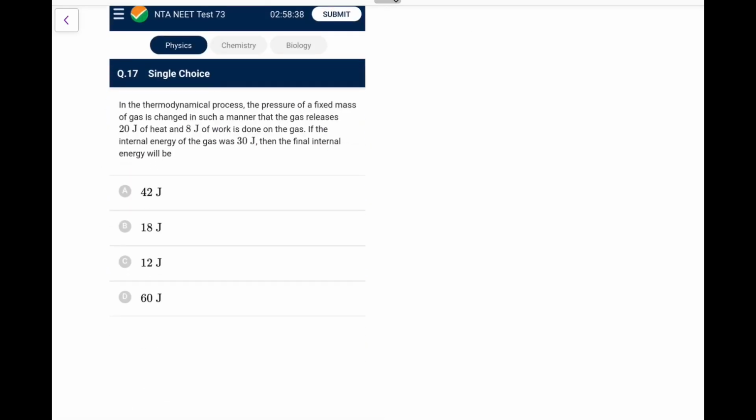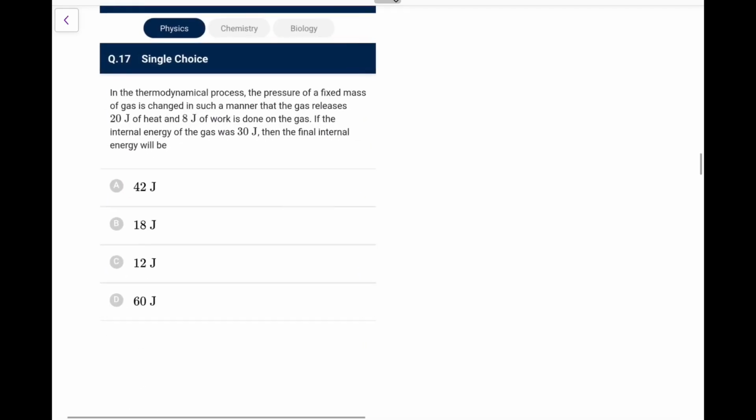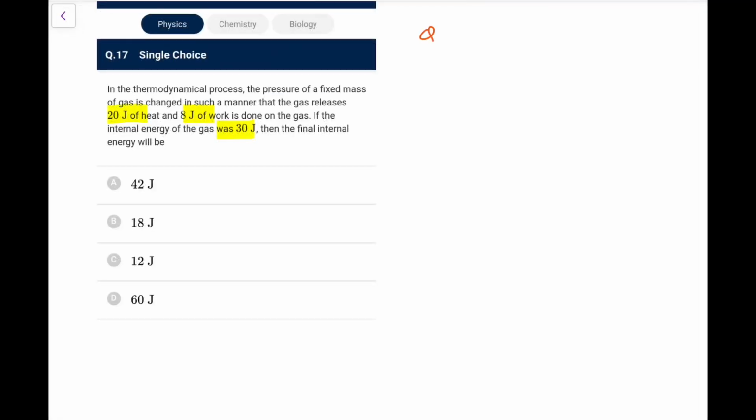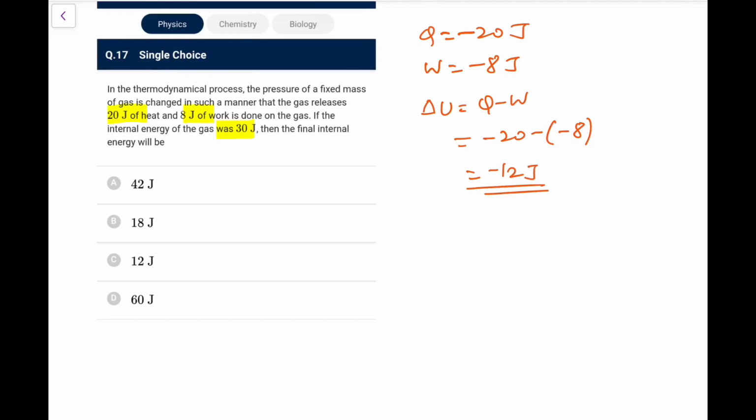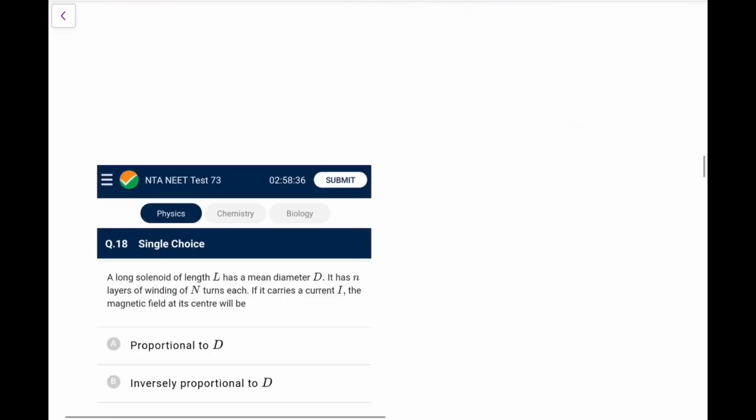Next, in a thermodynamical process, the pressure of a fixed mass of gas is changed in such a manner that the gas releases 20 joule of heat, and 8 joule of work is done. If the internal energy was 30 joule, then so 20 joule of heat is released, so Q would be minus 20. Work is done on the gas, so that is minus 8. So as per the first law, delta U is Q minus W, that would be minus 20 minus 8, which comes out as minus 12 joule. So internal energy will decrease by 12 joule. It means the final internal energy will be 30 minus 12, that is 18 joule. So I'll go for option B, that is the correct one.